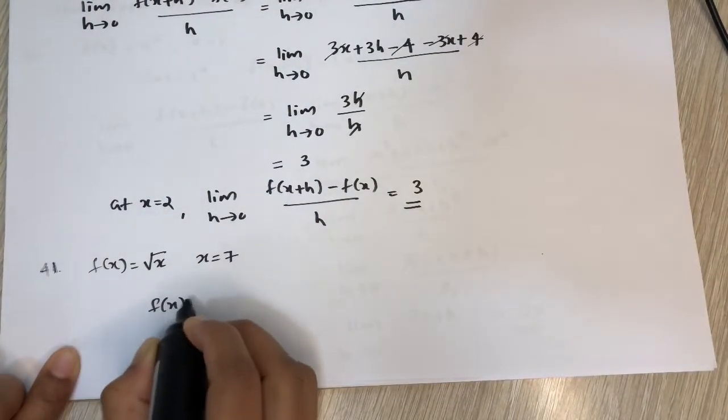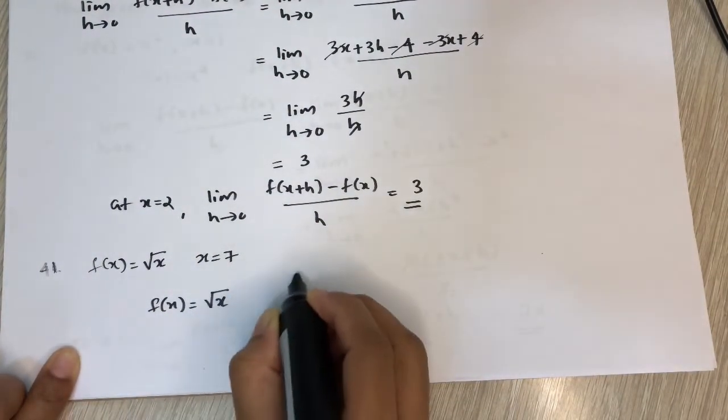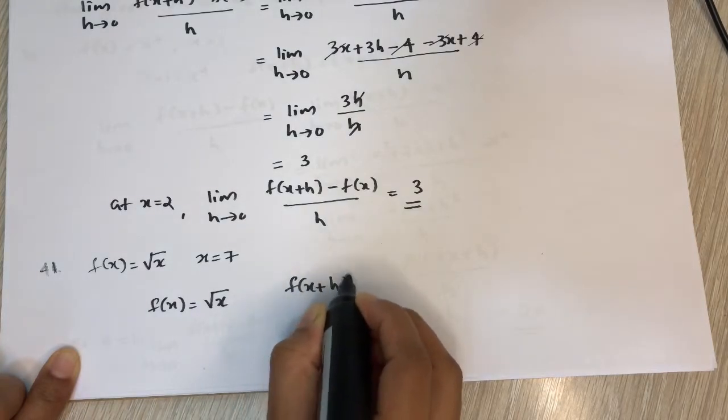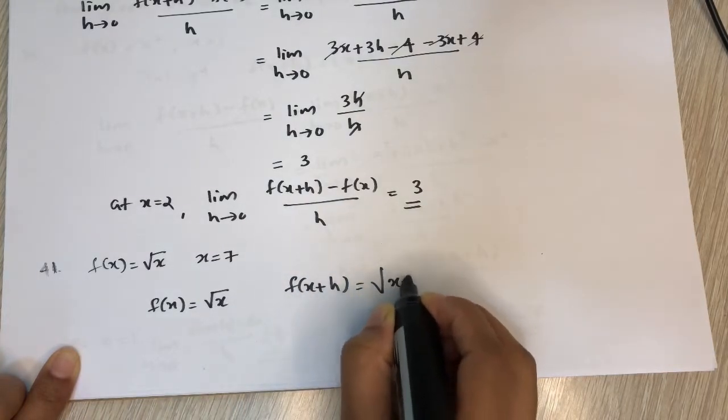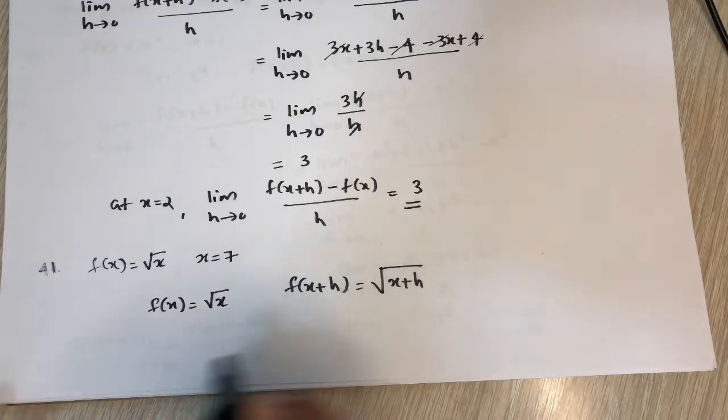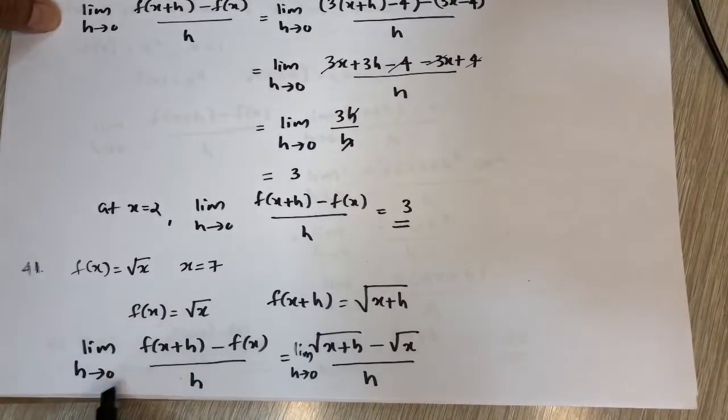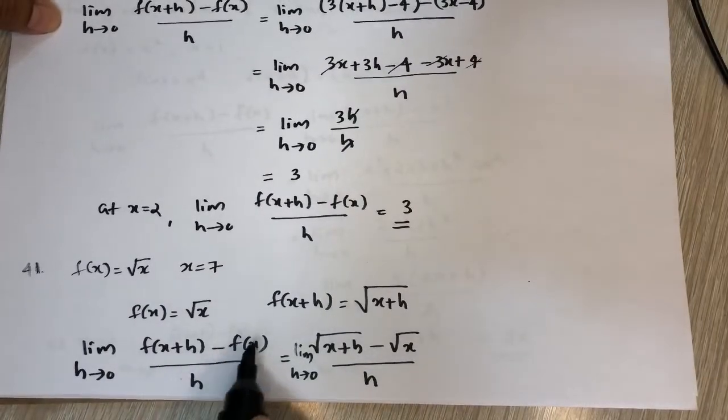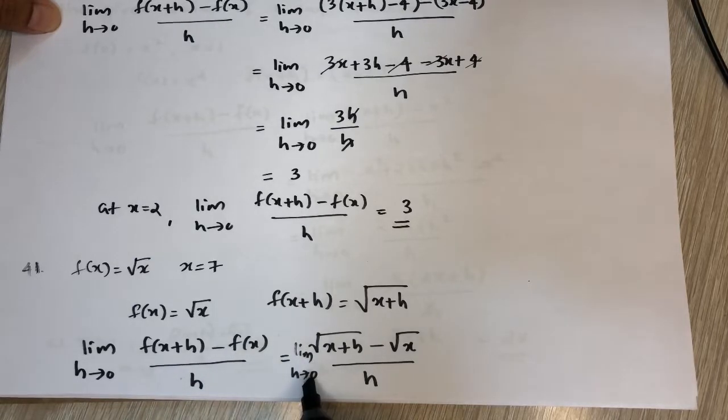f of x is equal to root x. Therefore, f of x plus h is equal to root of x plus h. Therefore, limit h tends to 0, f of x plus h minus f of x by h becomes limit h tends to 0, root x plus h minus root x by h. Here, the limit of the denominator is 0. So, we have to multiply by the conjugate.